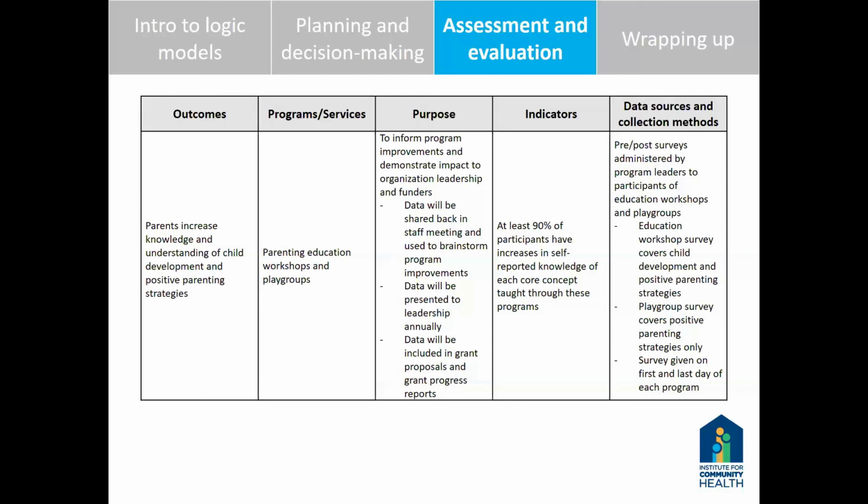So the indicator for this outcome is at least 90% of participants have increases in self-reported knowledge of each core concept taught through these programs. So just a couple points here. Indicators are most useful when they're specific and when they quantify how much change you need to see for it to count, basically. So here they've said they want 90% of their participants to have an increase, and they want increases in each of the core concepts, increase in the knowledge of each core concept that they're teaching.